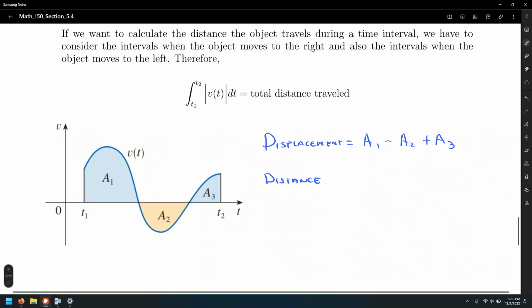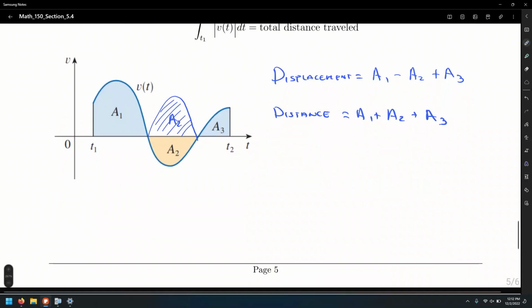So in this case, for distance, this area right here, we will need to make it positive in order to find the distance, and that is area 1 plus area 2 plus area 3, all right? And in this case, that's positive distances.